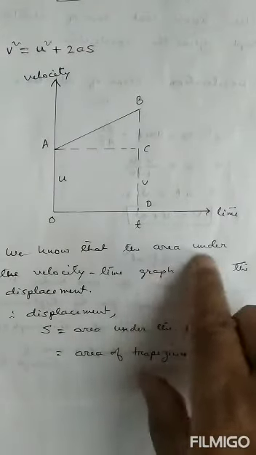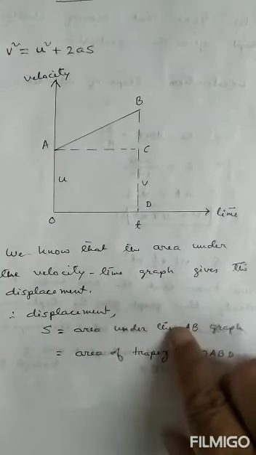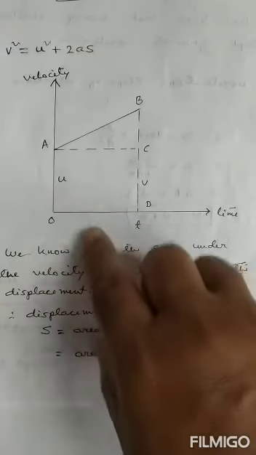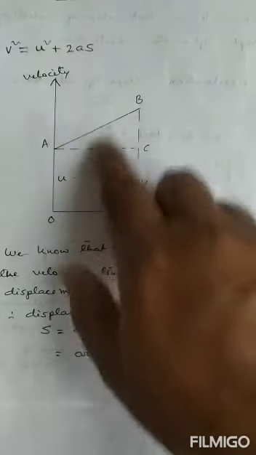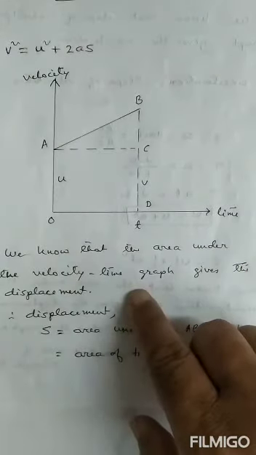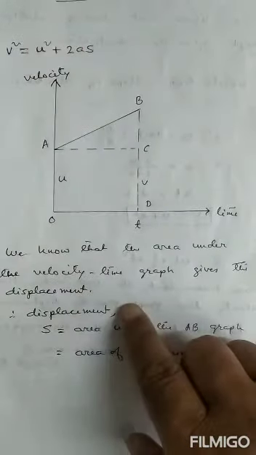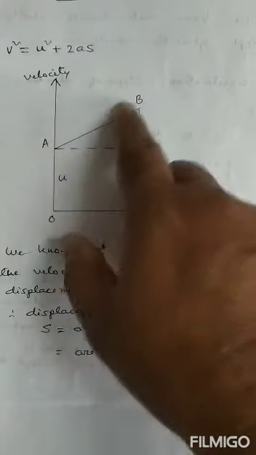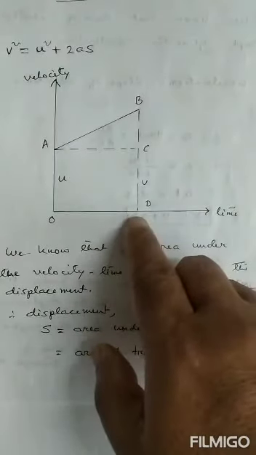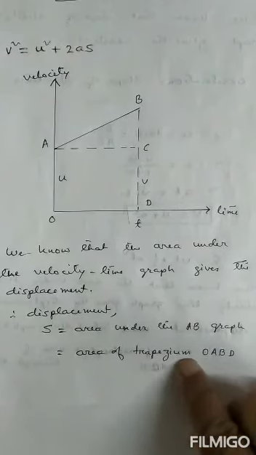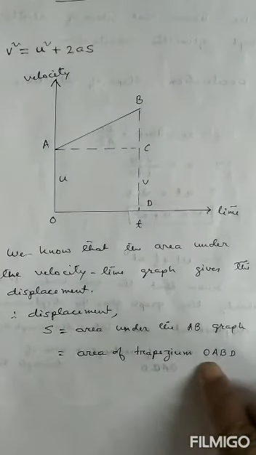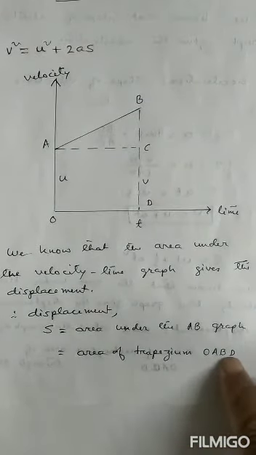Again, we know that the area below the velocity time graph gives the displacement. So, what is the displacement of the body in time interval 0 to t? It is the area below AB. So, in this case, we consider OABD as a trapezium. Trapezium OABD. What is the area of a trapezium?